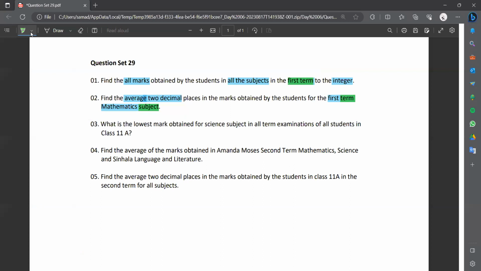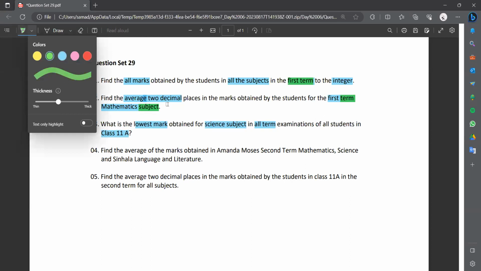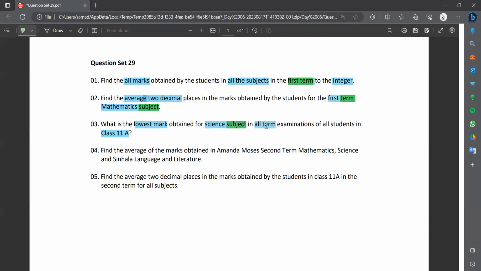Let's see the third one. What is the lowest mark obtained in science subject in all term examinations of all students in class 11A? Therefore, we need the subject table. We don't need term. They say all terms. Therefore, we don't need the term table, and we need the class table.